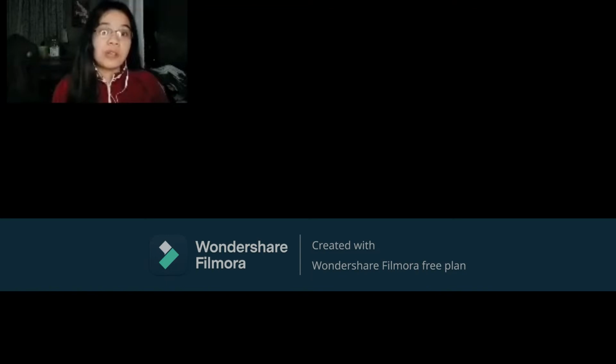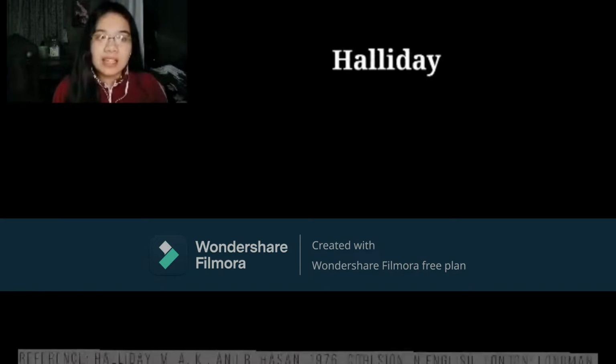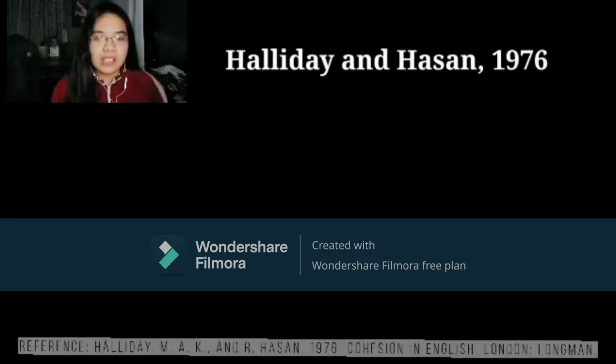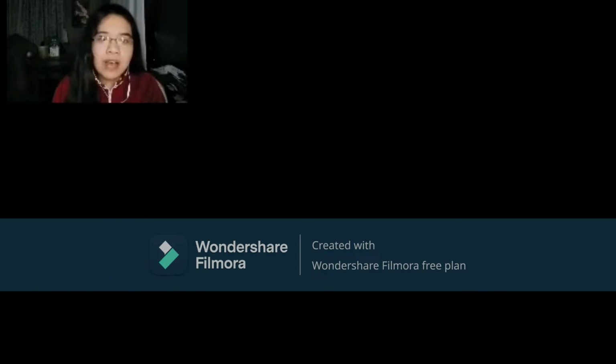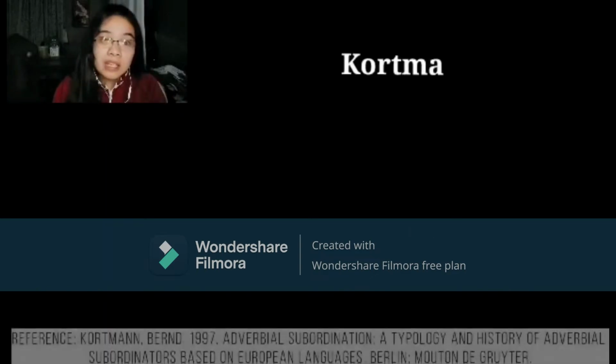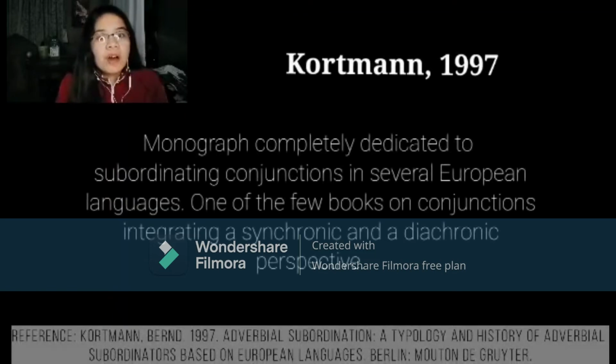A general survey on English conjunctions as means of textual cohesion can be found in Halliday and Hasan in the year 1976. They said, a landmark in the study of conjunctions as tools of textual cohesion, largely based on English, which can still be considered a true landmark in the study of the syntax and semantics of conjunctions. Many European languages are included in Kortmann in the year 1997, a monograph completely dedicated to subordinating conjunctions in several European languages.